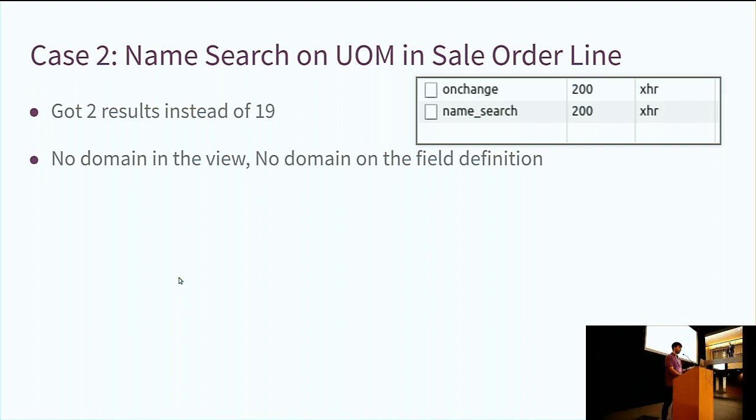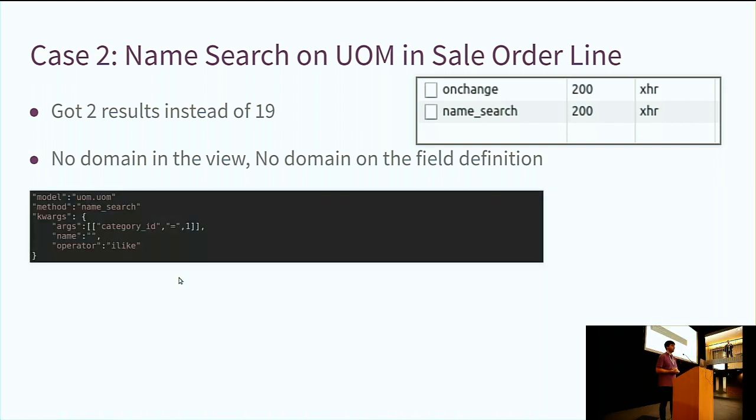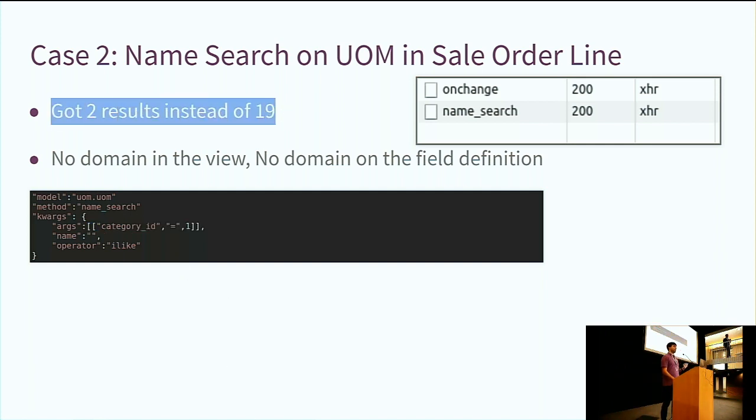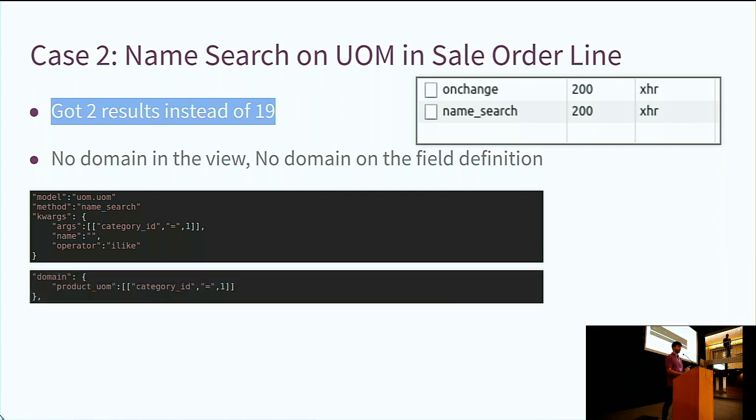And if we look at the name search, this is the parameter that has been sent to the server. There is a domain. We don't know where it comes from, but at least it explains why I got 2 results. And we always forget about that, but the onChange can return the domain. So if we look at the onChange on the product, it returns a domain. And of course, in this case, it makes perfect sense because you don't want to use units of measure that are not in the same category as the default unit of measure of your product. But if you want to change that, you know at least where to look. It's in the onChange, not in your name search.